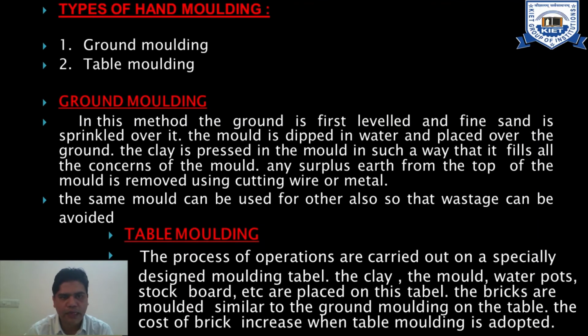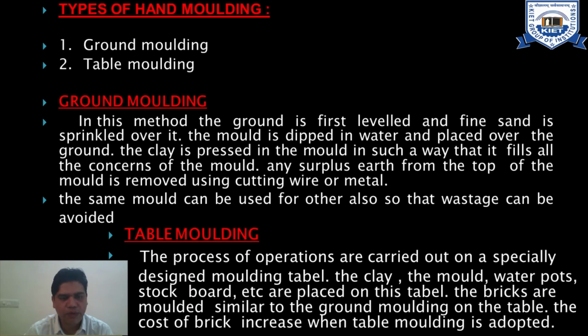Ground molding. In this method, the ground is first leveled and fine sand is sprinkled over it. The mold is dipped in water and placed over the ground. The clay is pressed into the mold in such a way that it fills all the corners of the mold. Any surplus earth from the top of the mold is removed using a cutting wire or metal strip. The same mold can be used again, so that wastage can be avoided.